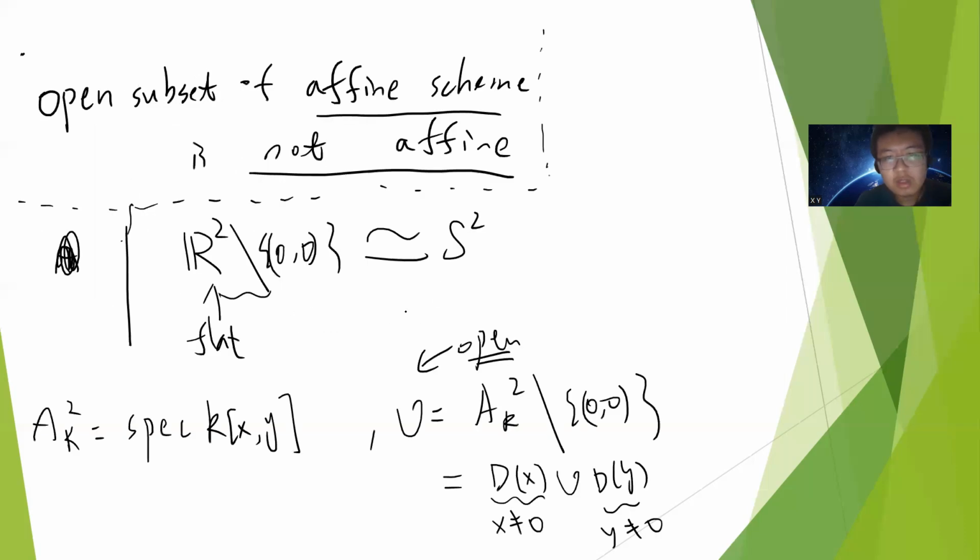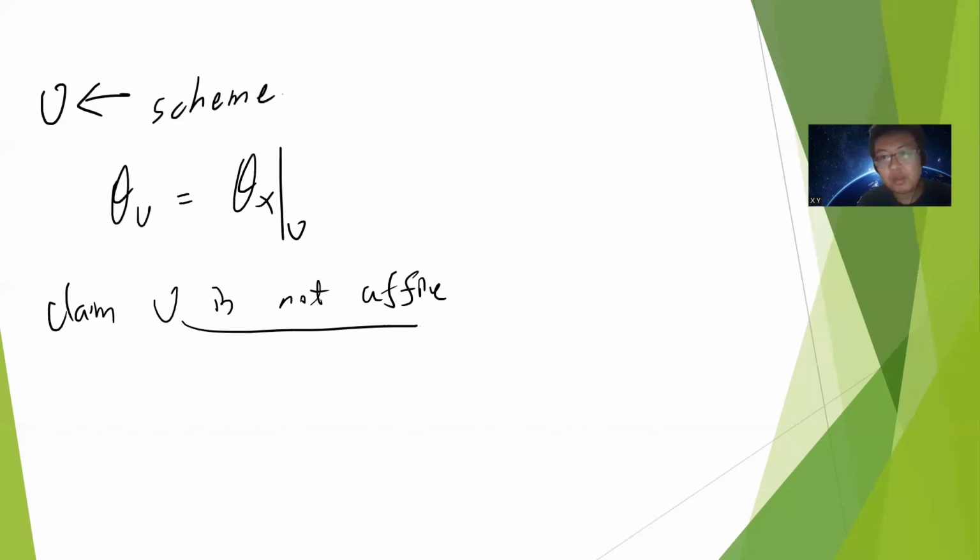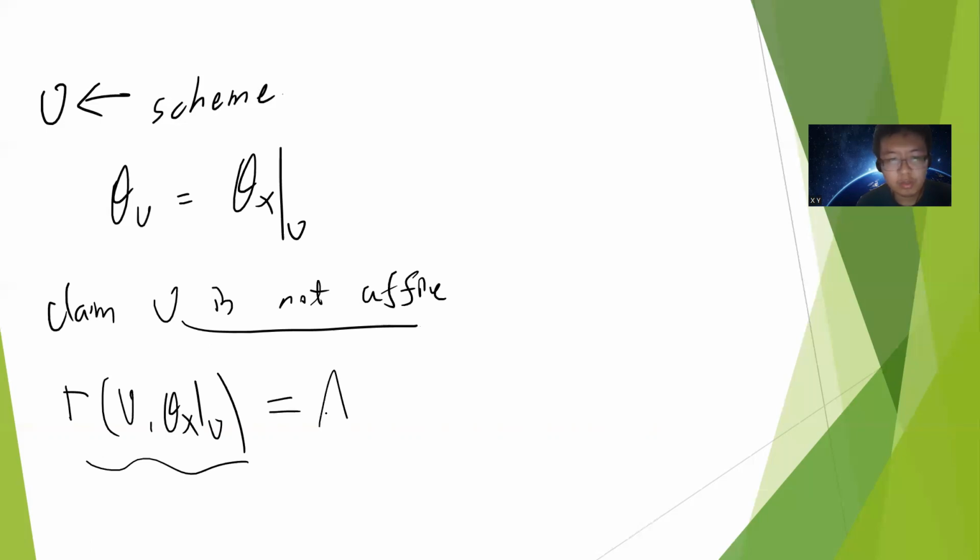Okay, as we prove something, I want to show that U is not affine. I need to calculate the global sections. Once I compute the global sections, for example if the global section ring is A, then I can claim that U should be the Spec of A, and I want to see whether there is a contradiction. If there is a contradiction, then I prove that U is not affine.